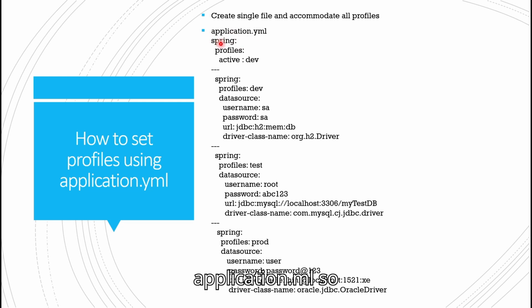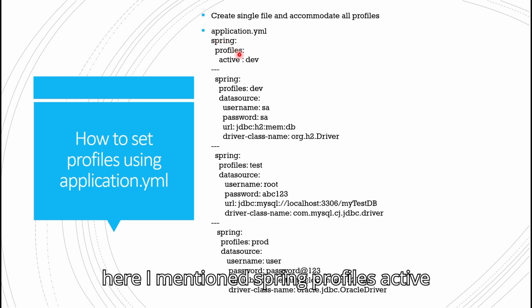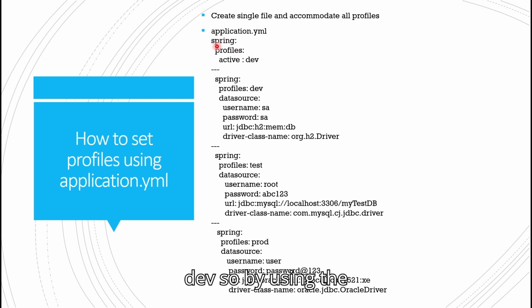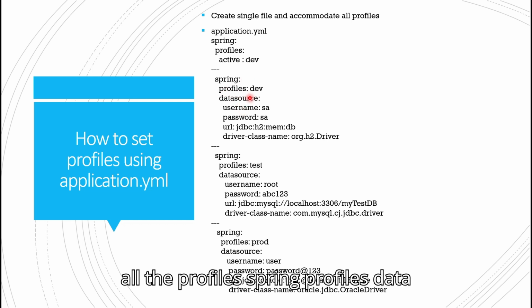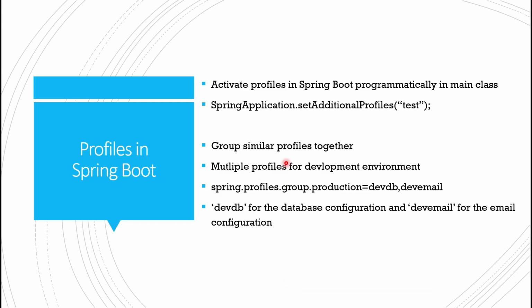Application.yml, so this is my YAML file. Here I mentioned spring profiles active dev. By using the separator, you can see three hyphens, and we can give all the profiles: spring profiles, datasource, test, and prod. So like this we can set it.